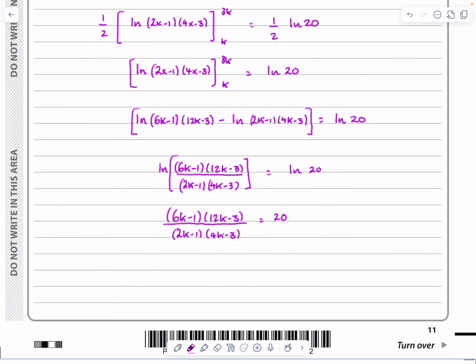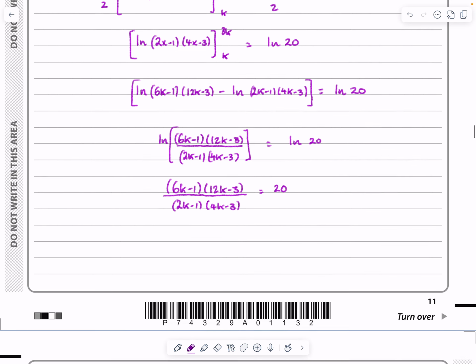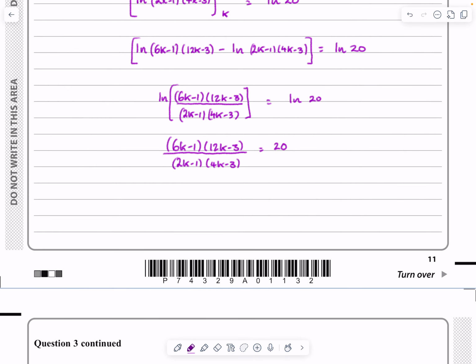It could be that there are things there that I can cancel. I can't see anything that cancels out there. What happens if I take 3 out? No, I'll still be left with 4k minus 1 there. There's nothing that factorizes, so you may as well just multiply everything out and see what we get. I've already done that. On the top, I would get 72k squared minus 30k plus 3, all over, on the bottom, 8k squared minus 10k plus 3, is equal to 20.